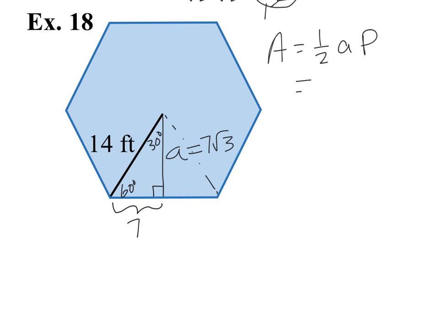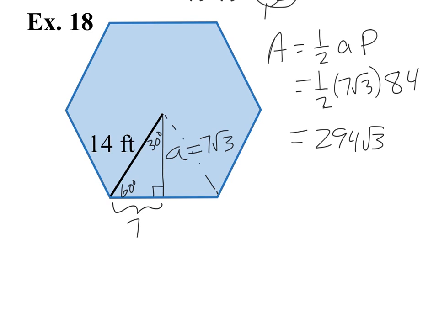So to find the area, we'll take 1/2 times the apothem, which is 7 times the square root of 3, and then the perimeter. 7 is half of one side, so that means if we take 7 times 12, that'll give us the whole perimeter. 7 times 12 is 84. All right, so multiply that all out, and we would get 294 times the square root of 3 square feet for our area.